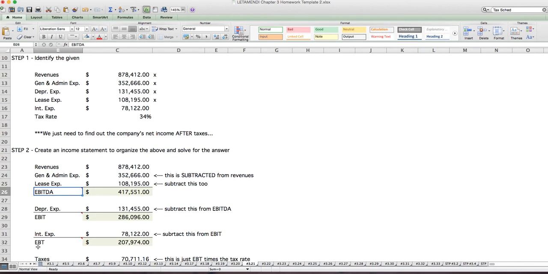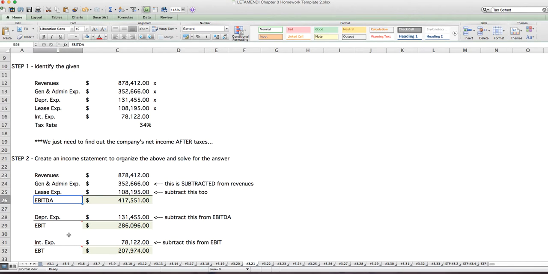Now we want to get it down to EBT, which is earnings before taxes. We know that the interest expense is 78,122. So let's bring this down, right? And then we subtract it from the EBIT. And then when we subtract 78K from EBIT, we get 207,974 as the earnings before taxes.